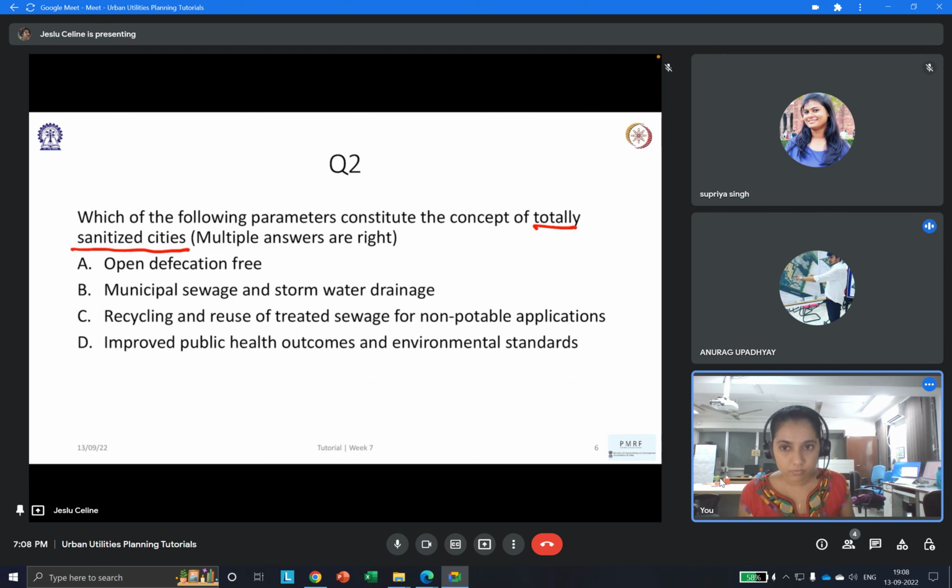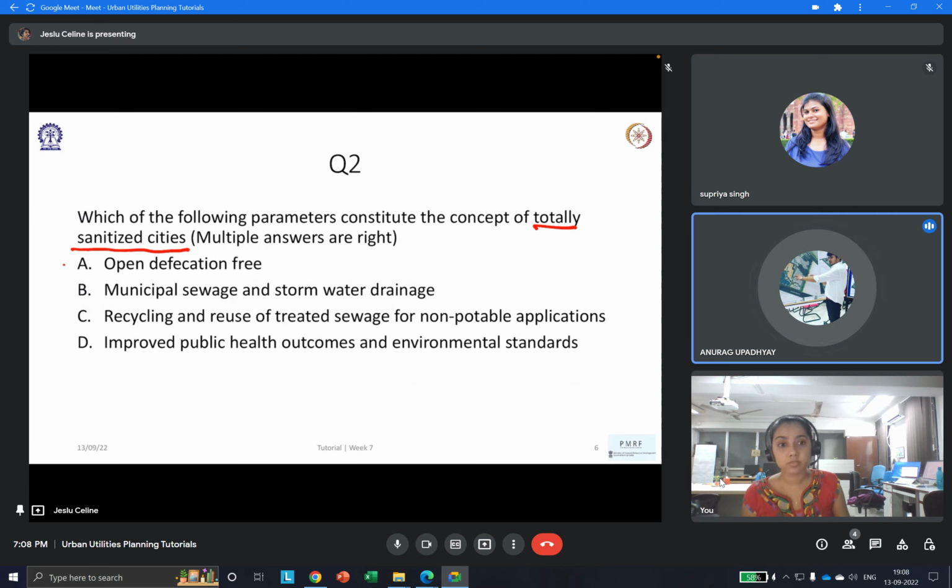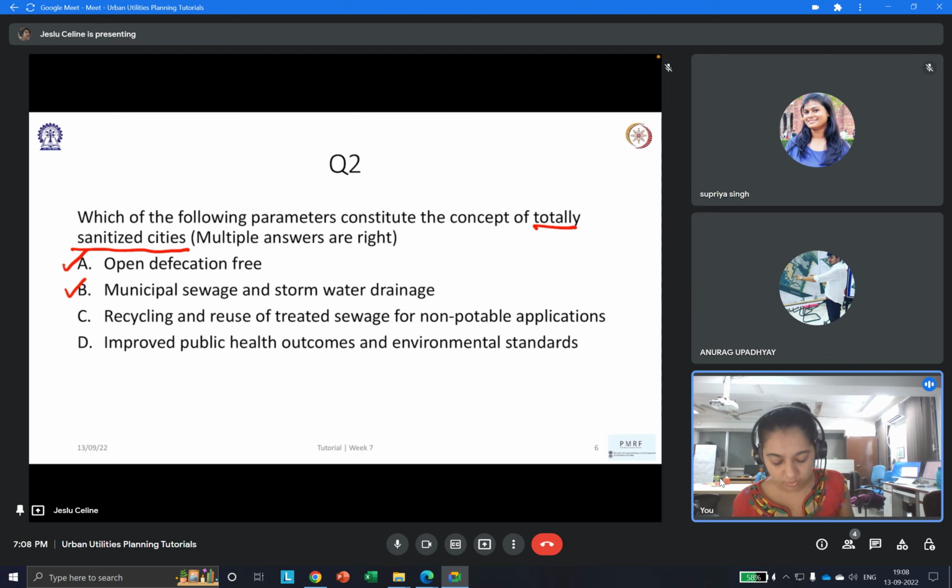It should be open defecation free. Okay, so you're saying this is right. Yes, it should be open defecation free. And then there should be municipal sewage and stormwater drainage management as well. The second one also. So this also should be there. Yes.